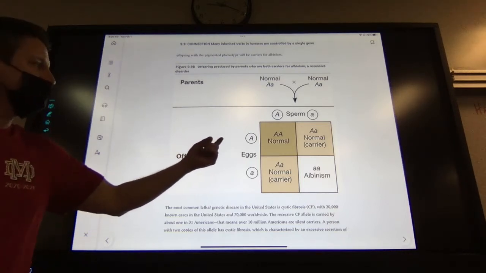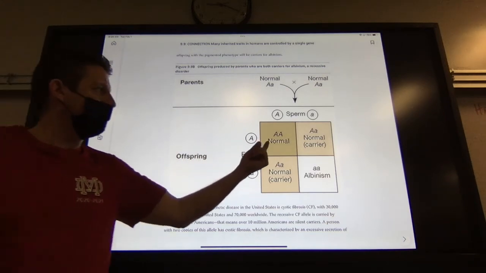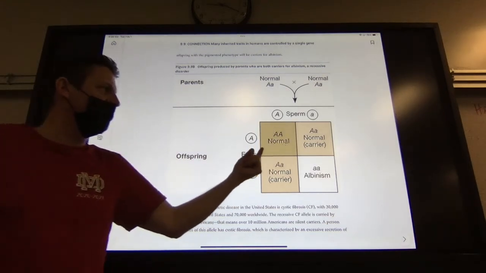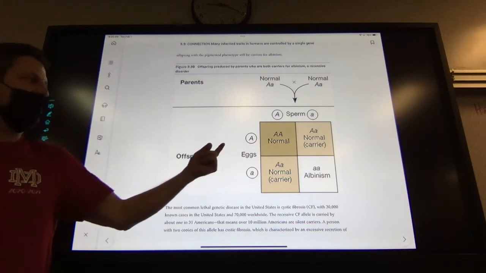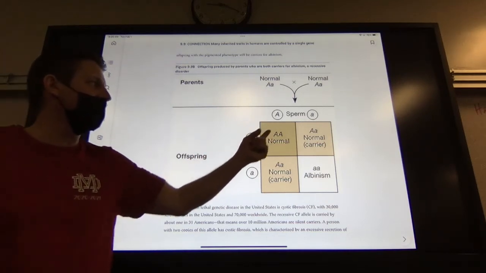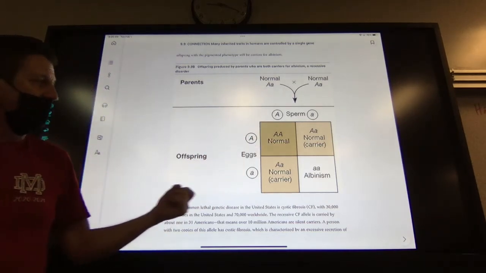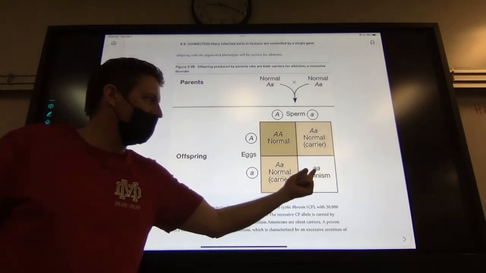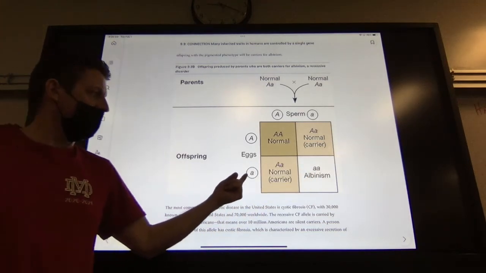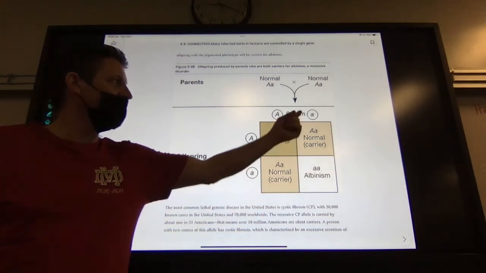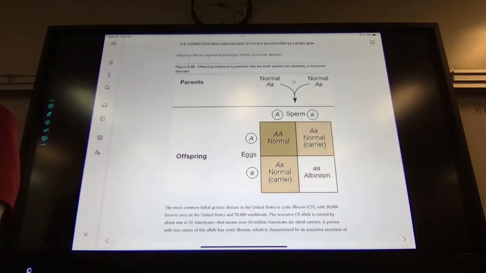So now you can see that there's a 25% chance that the offspring are going to be normal because they inherited that capital letter allele. And then 25% are going to be inheriting the recessive gene from mom and dad. The only way a recessive gene can be expressed is if both parents gave that recessive gene to the offspring.